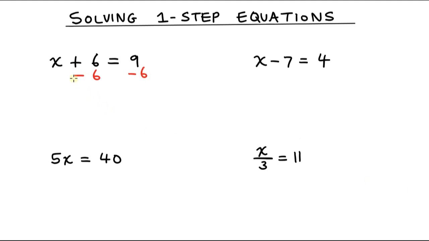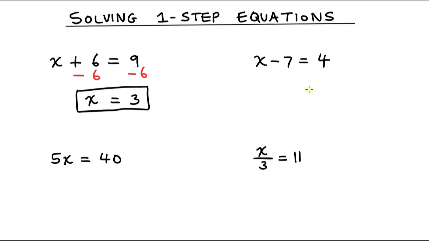So what are we left with? Well, on the left-hand side, we're just left with x because these 6's cancel. That's the whole reason why I'm subtracting 6, is to get rid of them. And then on the right-hand side, I've just got 9 minus 6, which is equal to 3. So that is my answer. x is equal to 3. And I can check my answer. If I put 3 back into my original equation, I'm going to have 3 plus 6, which is indeed 9.